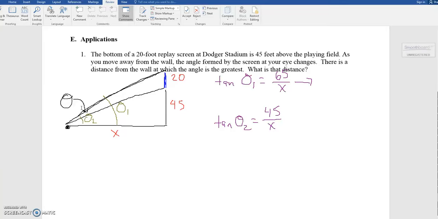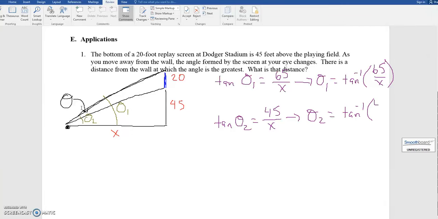I know that inverse tangent will take care of that issue that I have. So if I just want to find theta sub 1, that's going to mean take inverse tangent of both sides, which would mean inverse tangent of 65 over x. And the same thing over here, that means theta sub 2 would be inverse tangent of 45 over x. Okay, so jot down questions if that's not quite making sense, but that's where we are so far.